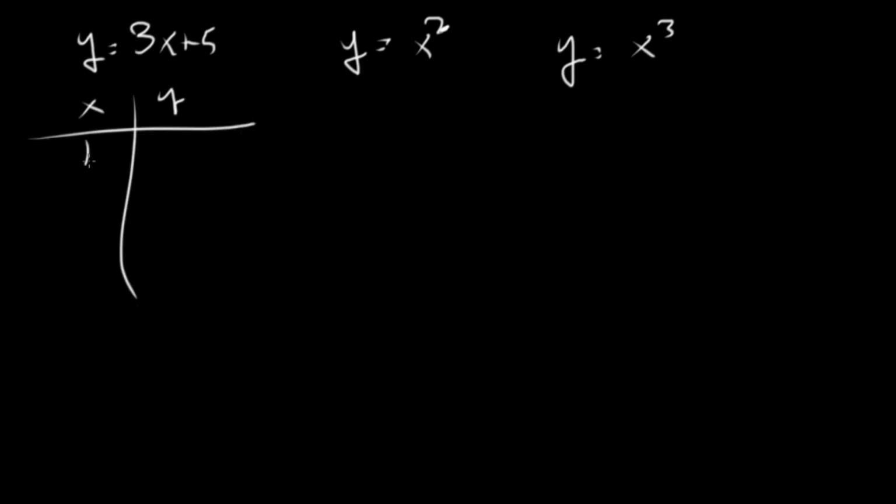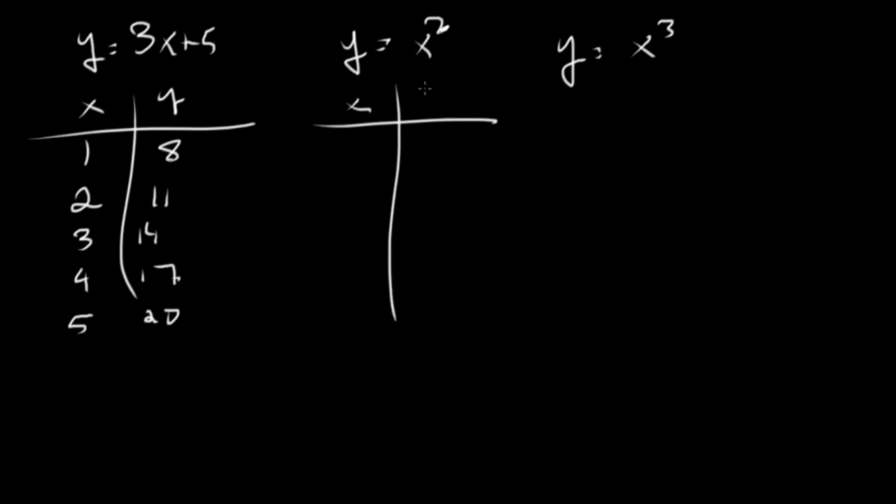We get, when you plug in 1, 3 plus 5, that's 8. When you plug in 2, you get 11. When you plug in 3, you get 14. When you plug in 4, you get 17. And when you plug in 5, you get 20. Over here, when you plug in 1, you get 1. When you plug in 2, you get 4. When you plug in 3, you get 9. When you plug in 4, you get 16. When you plug in 5, you get 25.